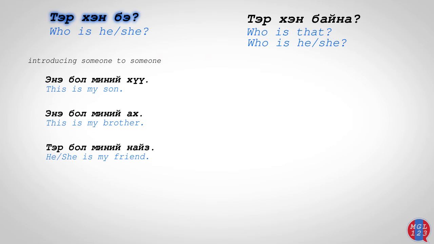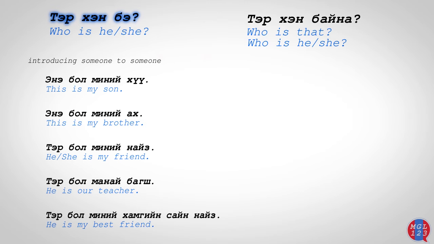Тэр бол миний найз. Тэр бол манай багш. Тэр бол миний хамгийн сайн найз. Тэр хэн байна is asked when you want someone to guess who the person is or for some reason they cannot see. Let's say they might be short-sighted and they can't see clearly from a distance.